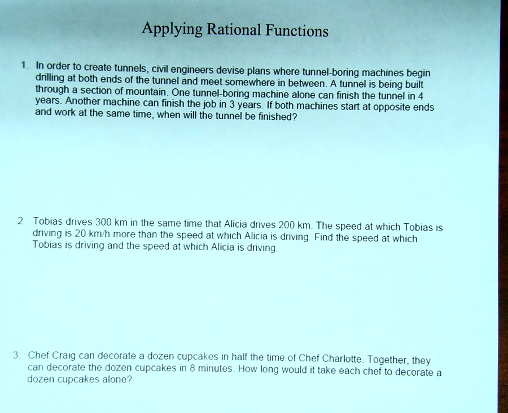Today, let's talk about applying rational functions. Several of you last week asked me, when are we ever going to use this? Very, very few people actually care when they're going to have to use this when they ask me that. They usually ask me that when we're working on something hard. Nobody ever asks me, when are we going to have to use this when we're doing something easy?